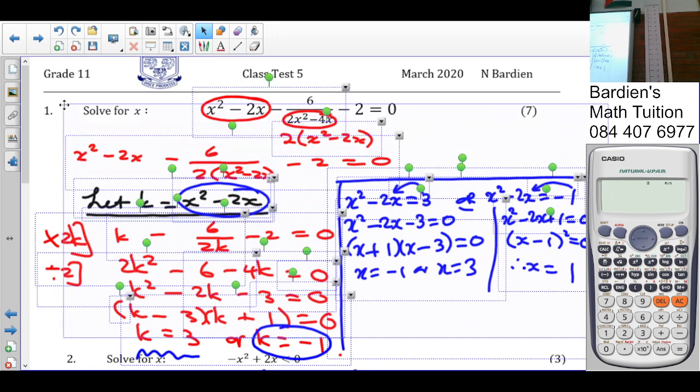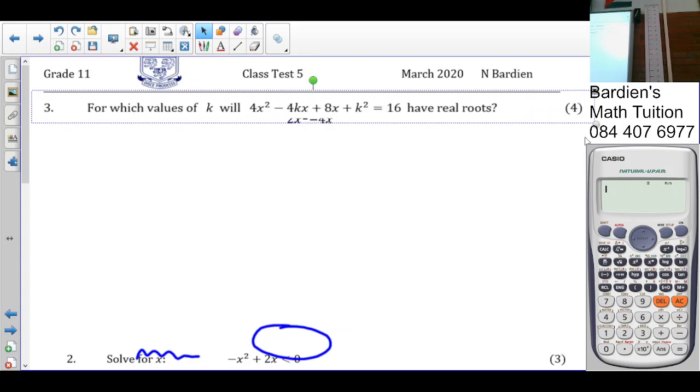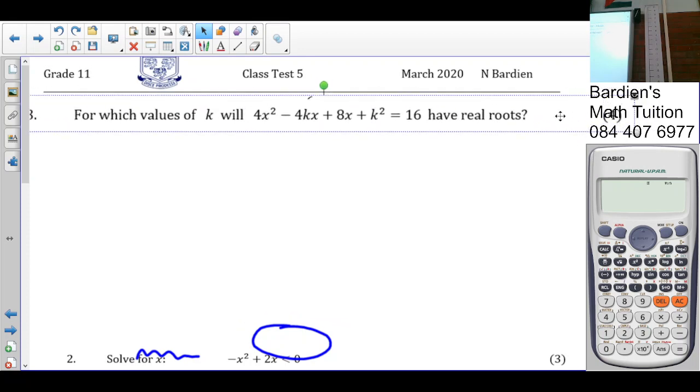And again, if you don't know how to factorize, feel free to use the quadratic formula as needed. Don't let anybody tell you otherwise. I know some people are saying you will be penalized marks, and talking nonsense. Use the quadratic formula.